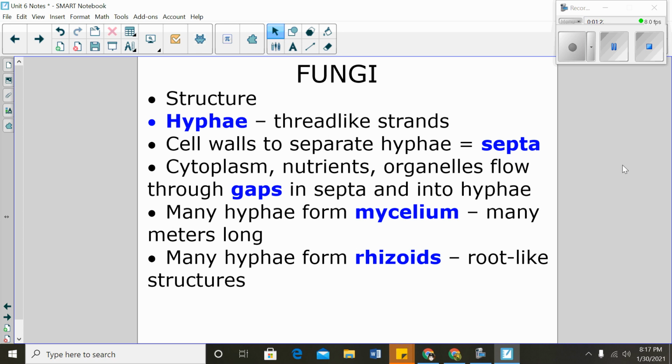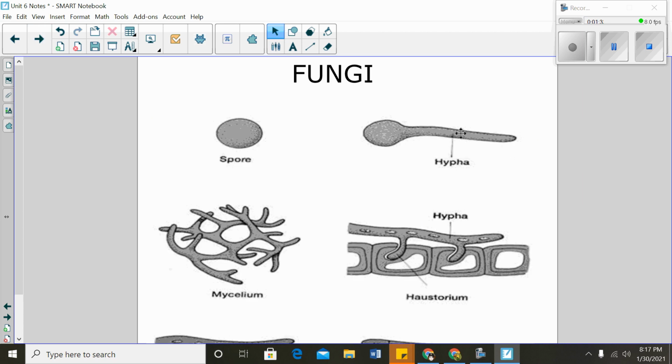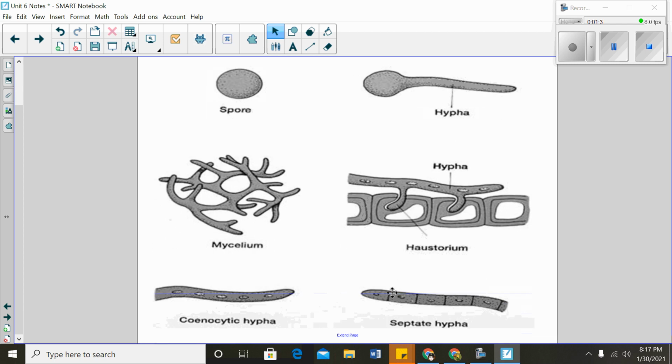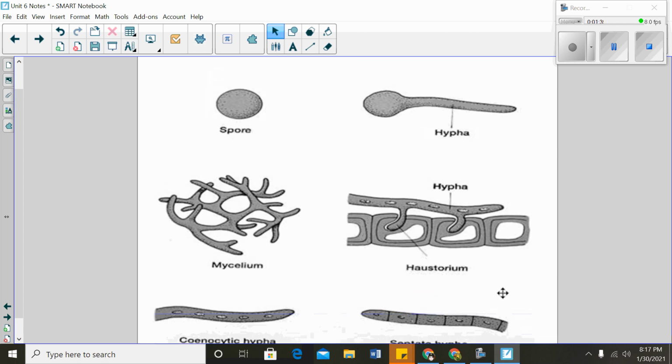Now, if you have many hyphae, they can form a mycelium, which can be many meters long, or many hyphae can form rhizoids, which are root-like structures. So here you go. Here's the hyphae. Put many hyphae together, you get a mycelium, and then remember you have septa, which separate the hyphae.